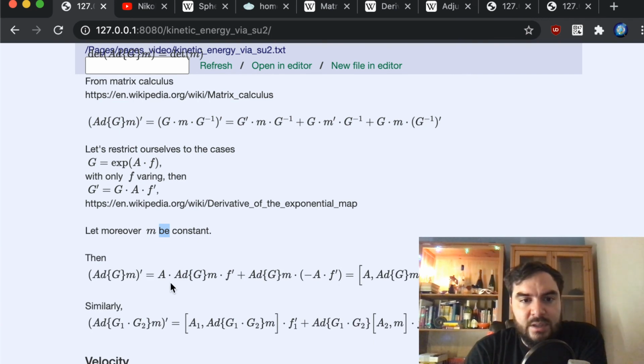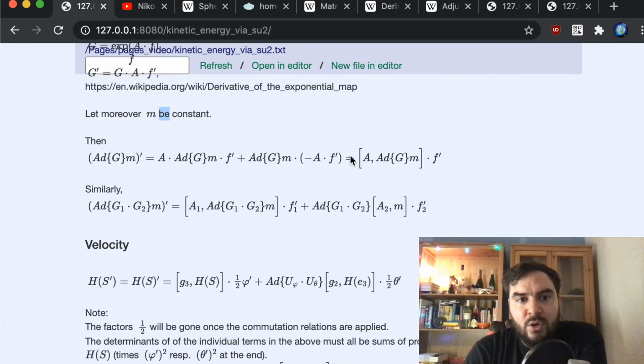So this is this, and using the commutator, we put this together, and we get that the derivative of this thing, if m is constant and g is the exponential, is exactly the commutator. You know, this was just putting together the products here.